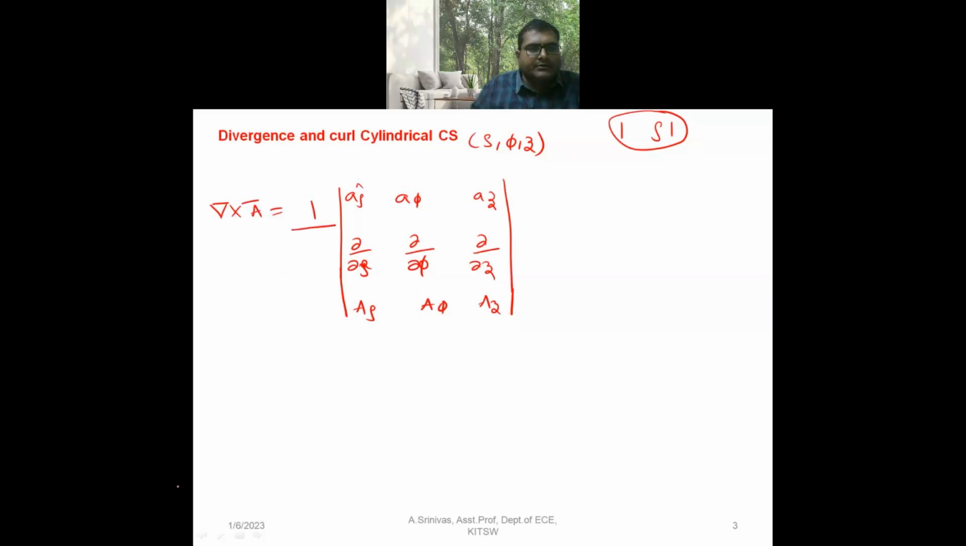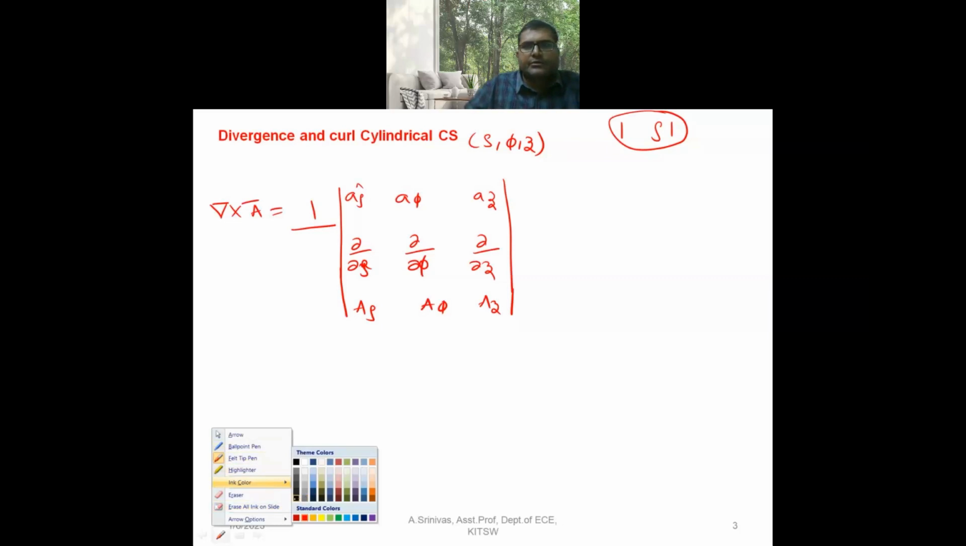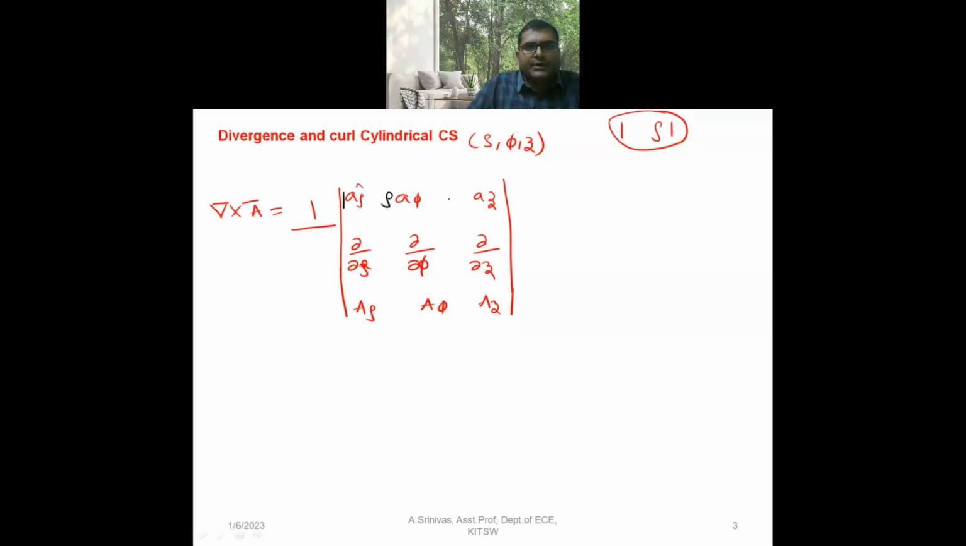1 by. Now here we have to apply the notation 1 rho 1, 1 rho 1, 1 rho 1. In the denominator, you substitute the product of 1 into rho into 1. In this fashion, you will get the curl in cylindrical coordinate system. Let us move to the divergence.